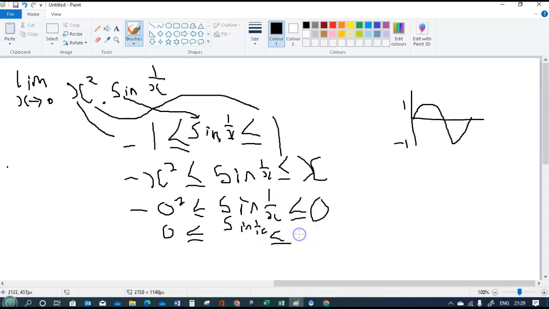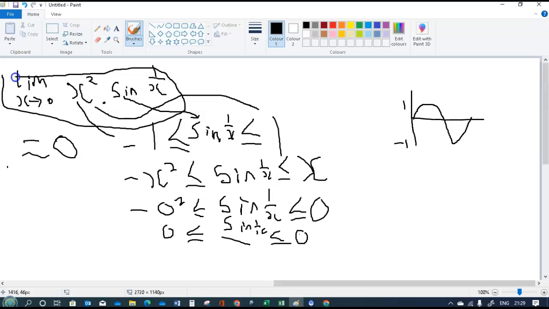So think about it. Isn't this going to equal 0? Because 0 is less than or equal to this, and this is less than or equal to 0. So basically this whole thing over here is equal to 0. So your final answer will be equal to 0. So this whole thing will be equal to 0.